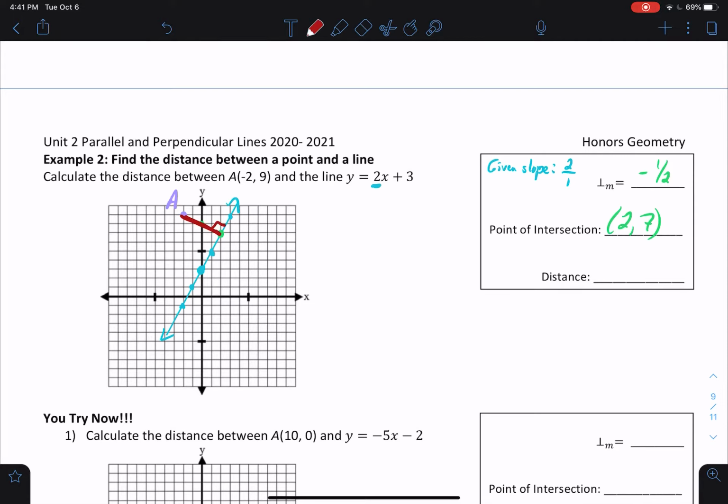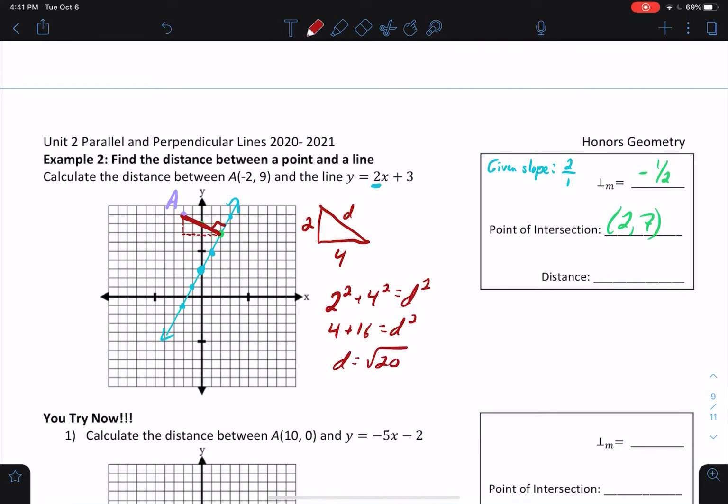So, using Pythagorean theorem, if I set up this right triangle, I'm trying to find this distance. The vertical distance is 2. The horizontal distance is 1, 2, 3, 4. So setting up Pythagorean theorem, I got 2 squared plus 4 squared is equal to d squared. So 4 plus 16 equals d squared. D is going to equal the square root of 20.